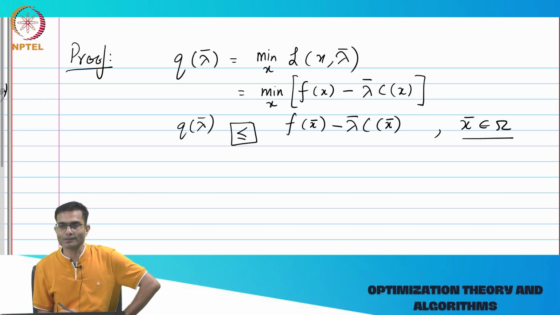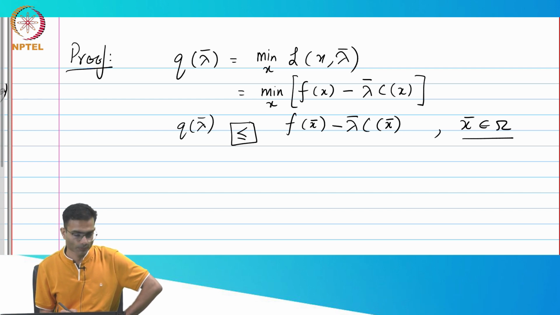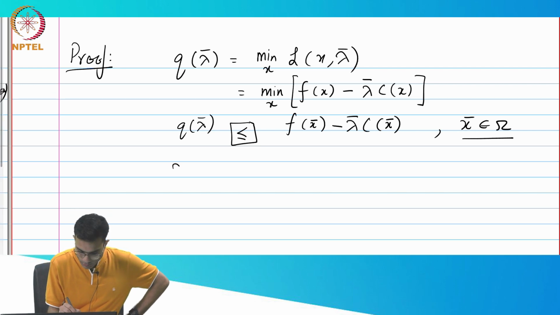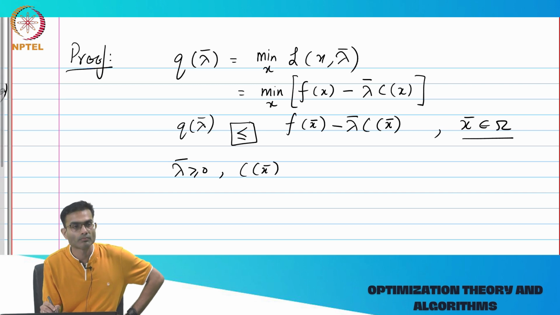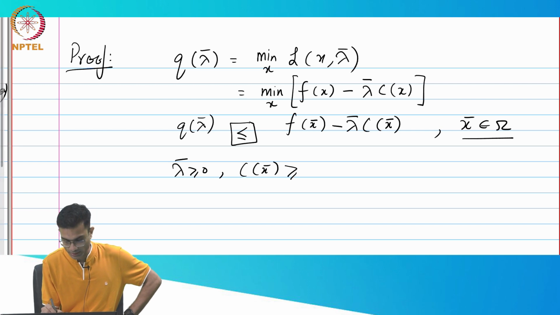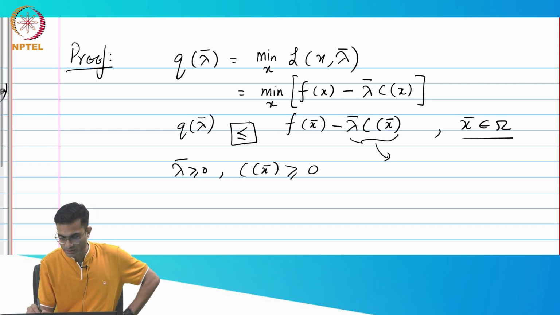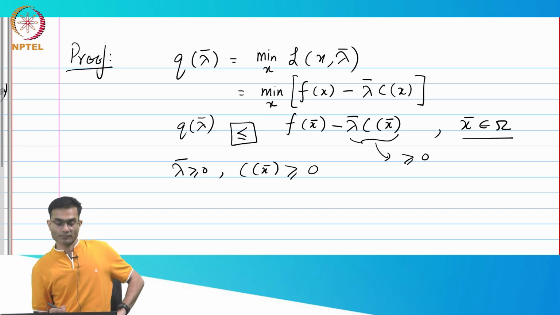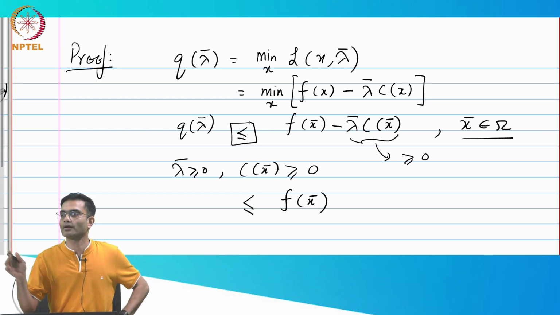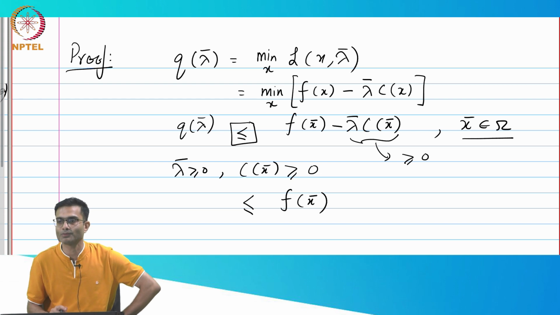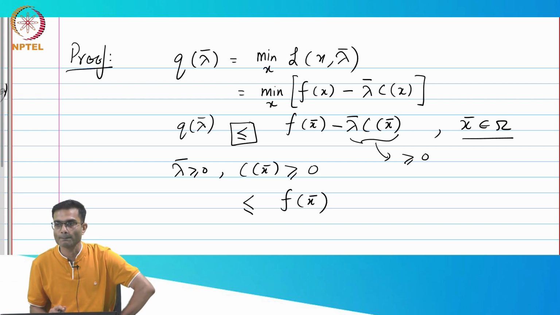Now, did I put any constraint on lambda? I said lambda greater than or equal to 0. What about c of x bar? Is there an inequality on that? It's also greater than or equal to 0. So therefore, what is this term? Always greater than or equal to 0, right? So therefore, this whole term, I can get rid of a minus term, and the inequality would still hold.